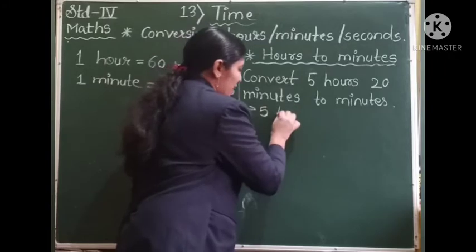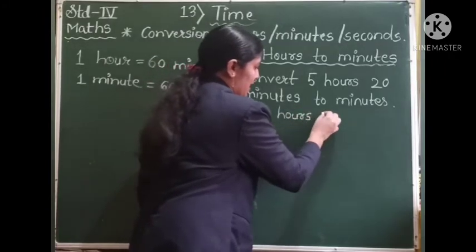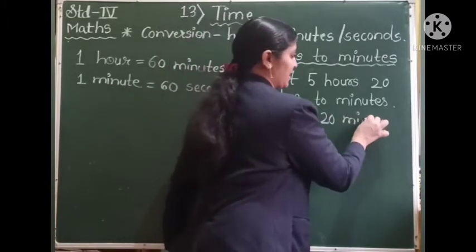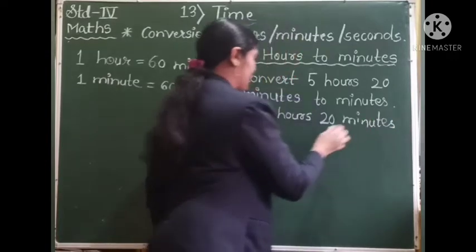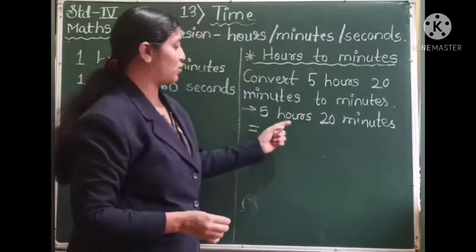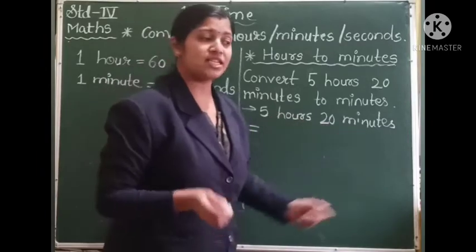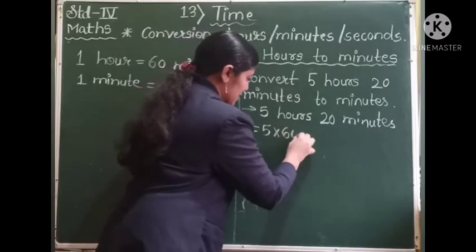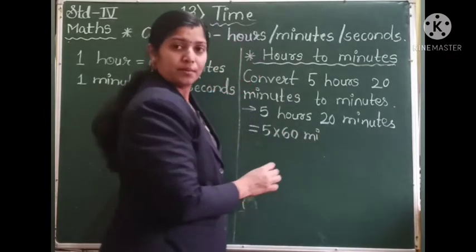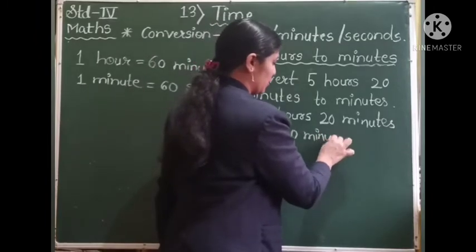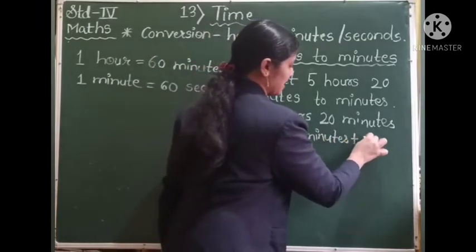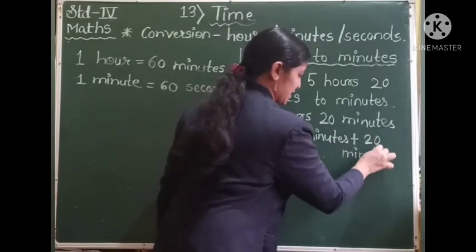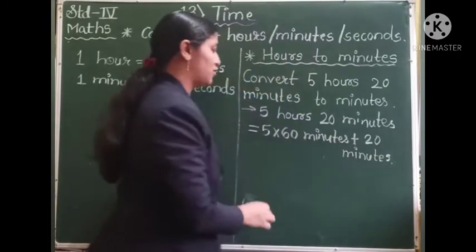See here, first we will write the question: 5 hours 20 minutes is equal to, we have to convert this whole 5 hours 20 minutes into minutes. So we will write 5 into 60 minutes, plus these 20 minutes will be written as it is. Right? Now both of these have been converted into minutes.